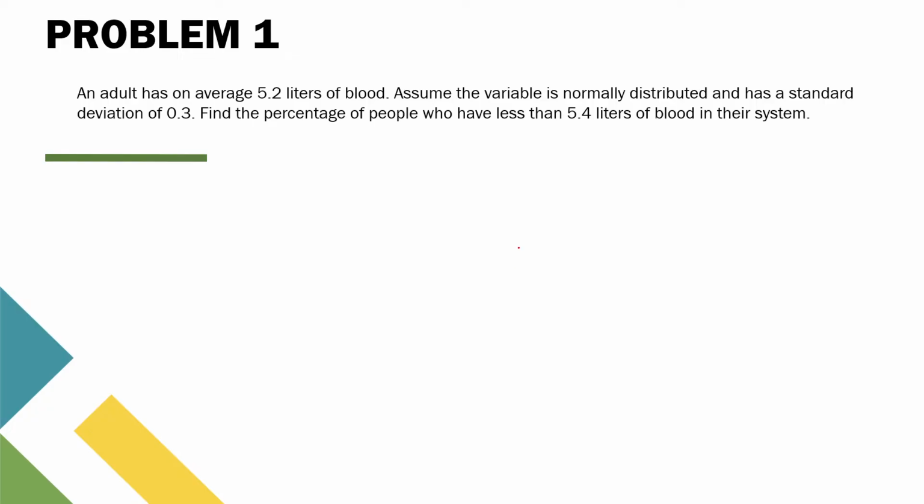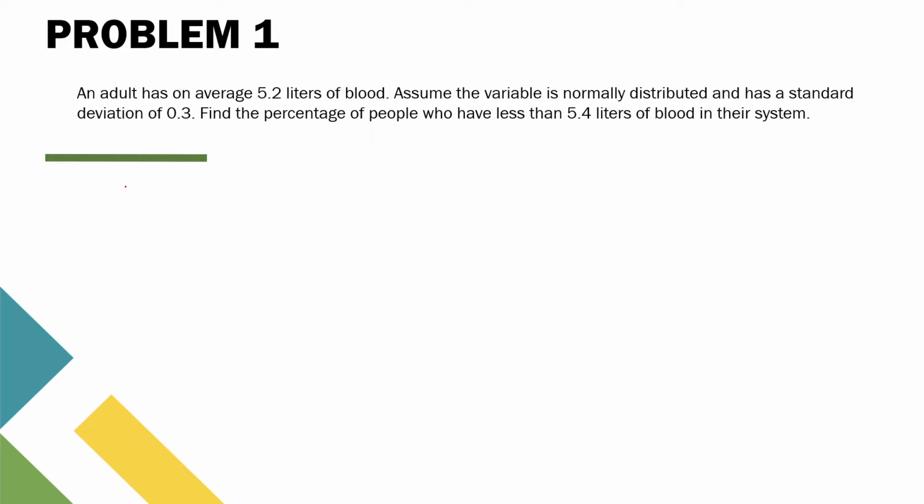Okay, so let us have example number 1. An adult has an average of 5.2 liters of blood. Assume that the variable is normally distributed and has a standard deviation of 0.3. Find the percentage of people who have less than 5.4 liters of blood in their system.